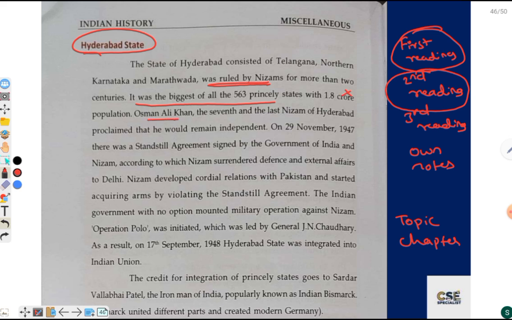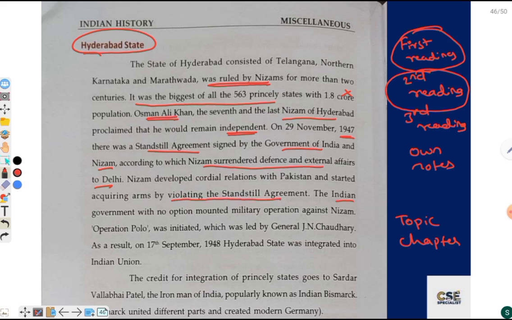Just remember this Osman Ali Khan name or highlight it. Last Nizam of Hyderabad proclaimed that he would remain independent. In 1947, there was a standstill agreement. Standstill agreement between whom? Government of India and Nizam. According to the standstill agreement, the Nizam surrendered defense and external affairs to Delhi. Nizam developed cordial relations with Pakistan and started acquiring arms, violating the standstill agreement. Just highlight that.